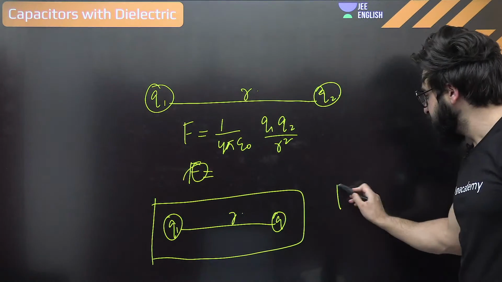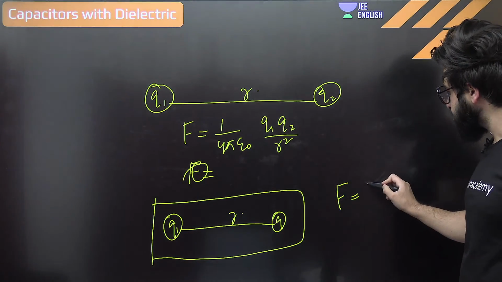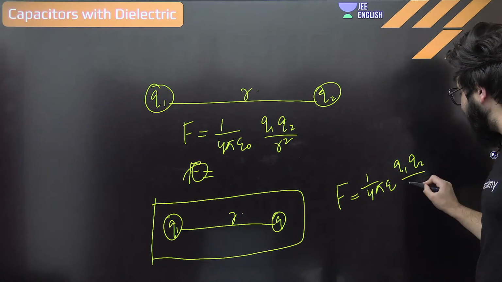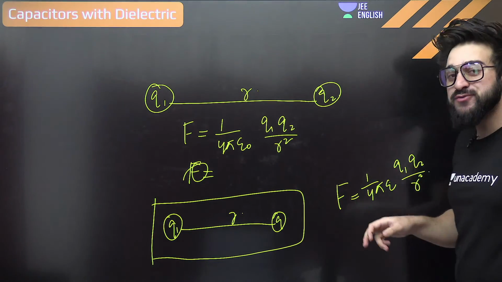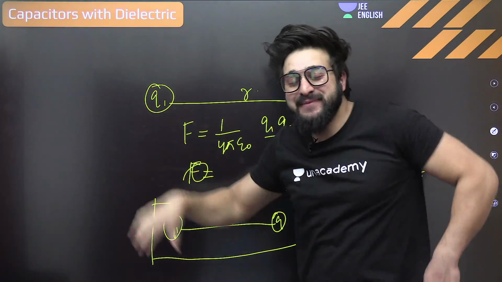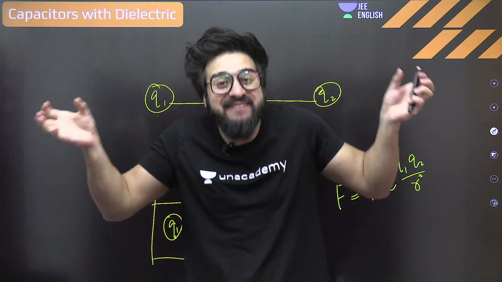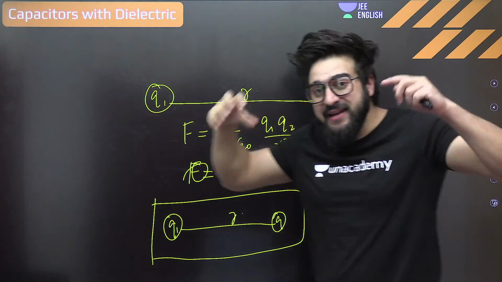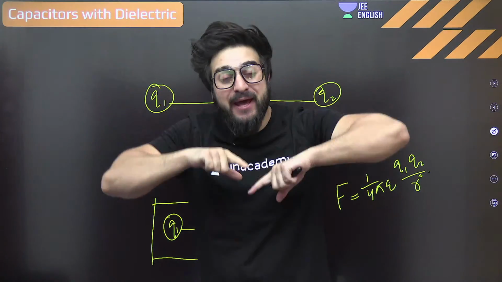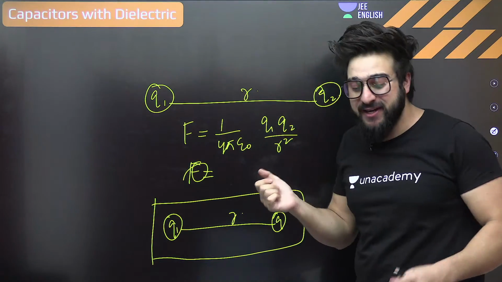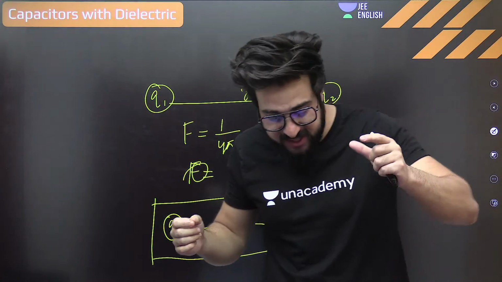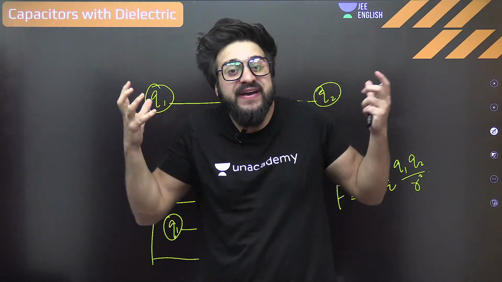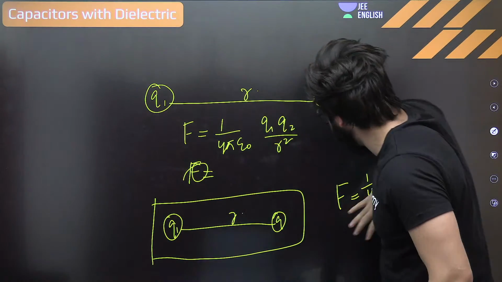In this case, you will simply say this force will be 1 by 4 pi epsilon Q1 Q2 by R square, where epsilon is the permittivity of that medium. In that medium, this epsilon tells you how much force they will apply on each other. In air, this epsilon naught tells you. Everybody is able to understand this one. This is very simple, I have clearly explained this previously. So epsilon will tell us how much interaction there will be between these two charges.